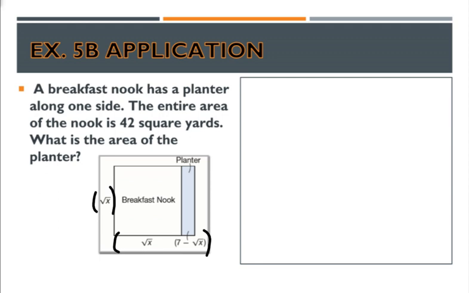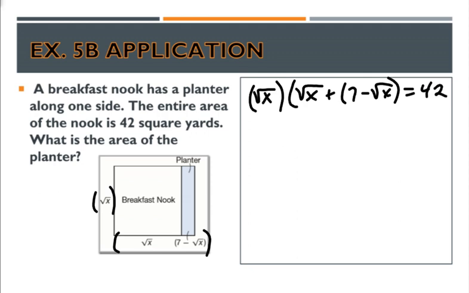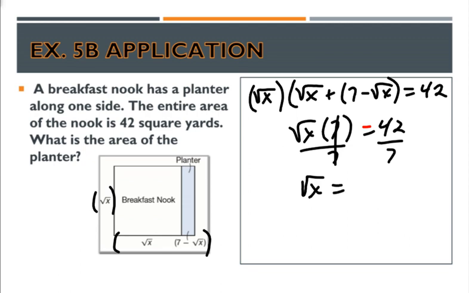So in order to solve this one, we will have the square root of x times the square root of x plus 7 minus the square root of x. All this has to equal 42. So now if I were to do this one, the square root of x is canceled out here, so I just have 7 times the square root of x equals 42. To find this one, divide by 7. Divide by 7. The square root of x equals 6.